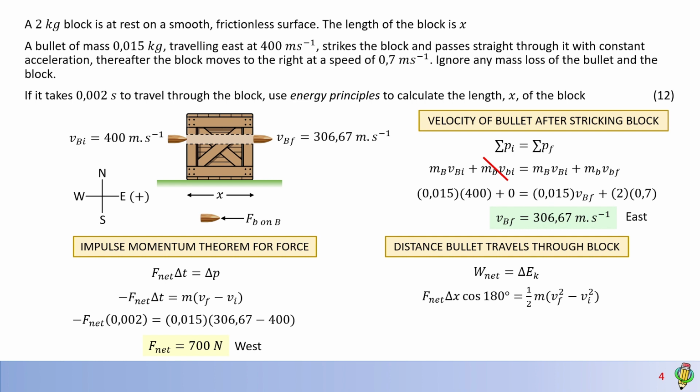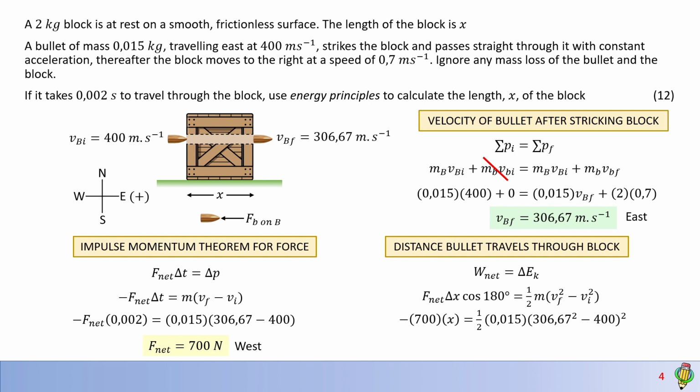Remember, we wrote this equation for the bullet just so that we can find the distance the bullet travels when the velocity changes from 400 to 306.67 meters per second. And that distance will give us the length of the block. F net is substituted by 700 and change in x is substituted by x. Cosine 180 degrees is -1. That is why we have a negative in front.